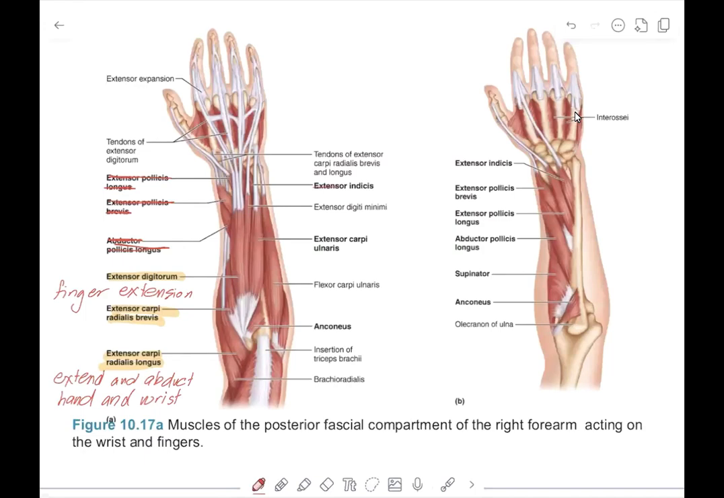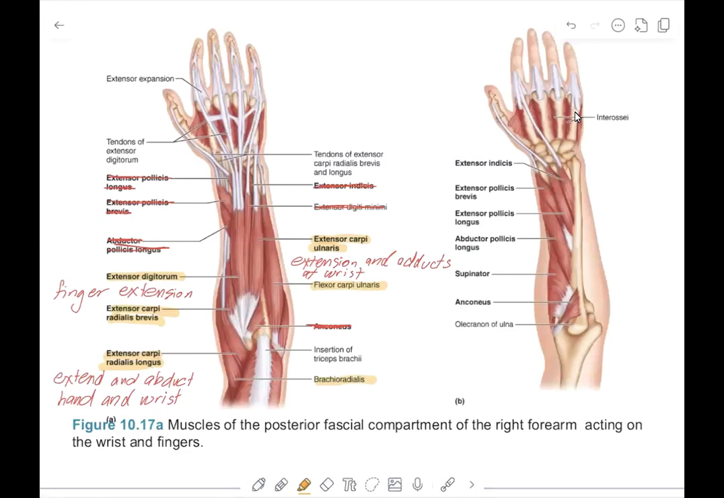You're not responsible for the extensor indicis or the extensor digiti minimi. As far as the extensor carpi ulnaris, it's also responsible for extension. And since it's on the opposite side of the radius, it's going to be responsible for adduction at the wrist. Whereas the flexor carpi ulnaris is going to be a flexor that adducts at the wrist as well. Remember, you're not responsible for the anconeus.